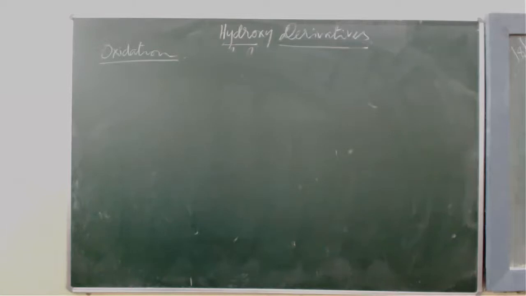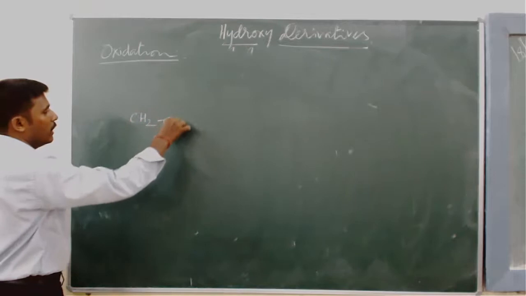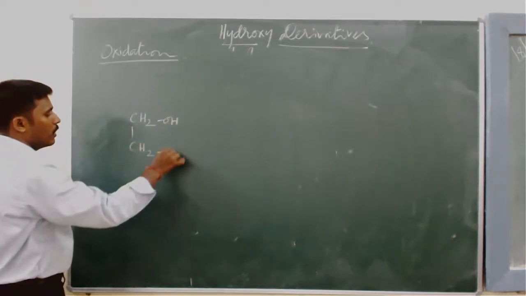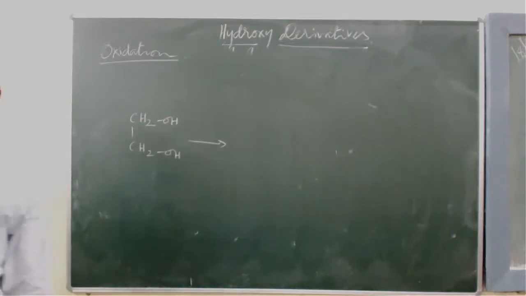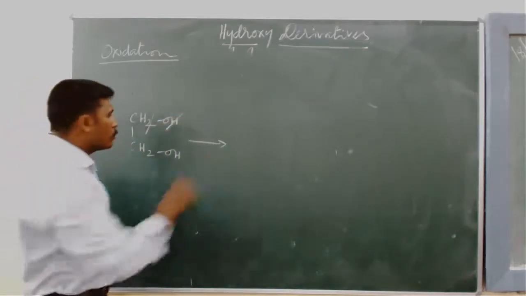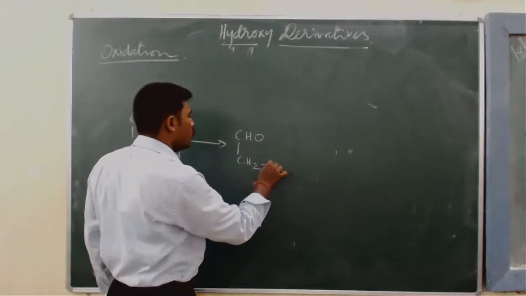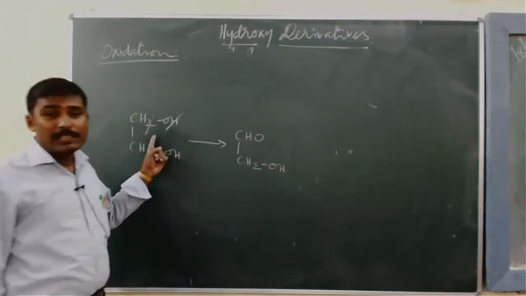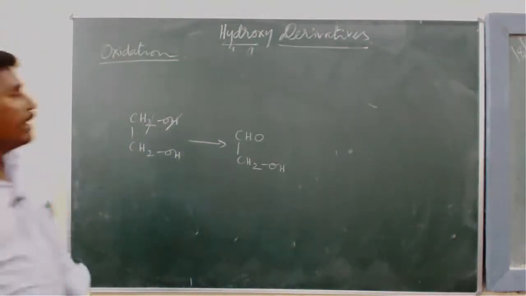You know the formula, CH2OH, CH2OH. Ethylene glycol means CH2OH, CH2OH undergoes oxidation reaction. Oxidation reaction means addition of oxygen or removal of hydrogen. Here I am going to remove the hydrogen atom. So what's the product now? CH2O, CH2OH. You know very well. Primary alcohol undergoes oxidation reaction. What's the product? Aldehyde is the product.